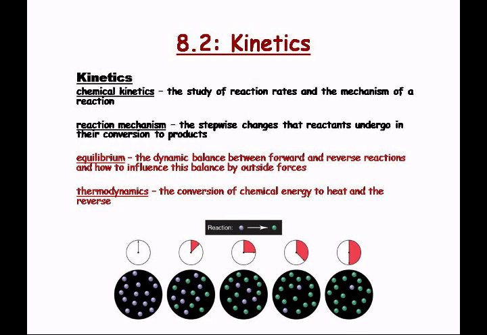And equilibrium is the dynamic balance between forward and reverse reactions and how to influence this balance by outside forces. We've only been talking about chemical reactions going from reactants to products, as if that's all they do. But in actuality, all chemical reactions are reversible. So not only do we have some concentration going from reactants to products, but we also have some products going back to reactants. This happens in almost all chemical reactions, and that process of going back and forth is known as equilibrium.